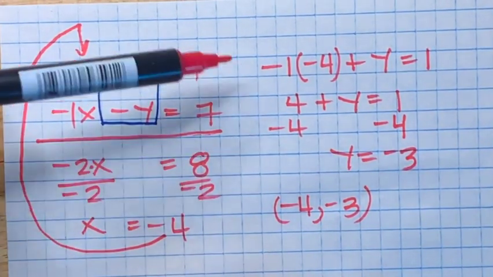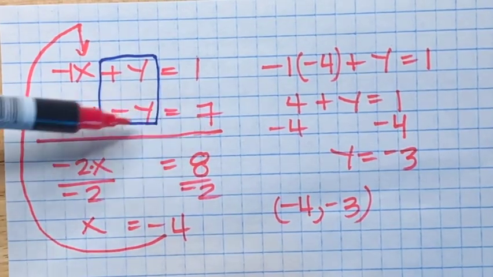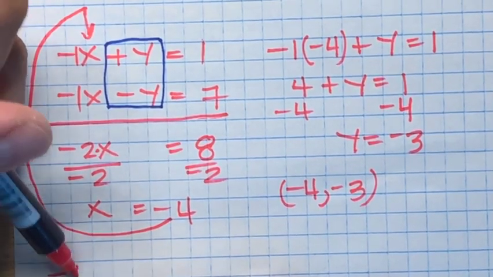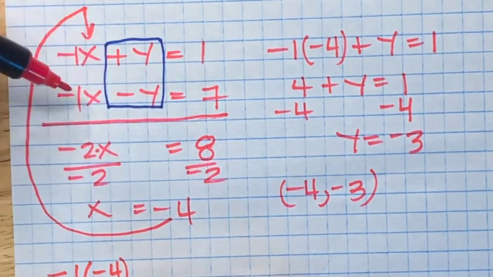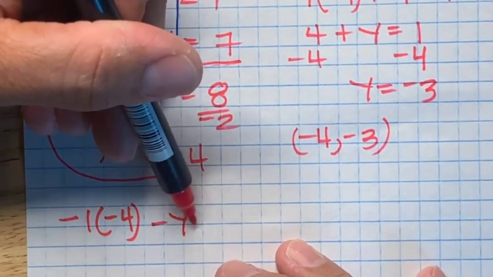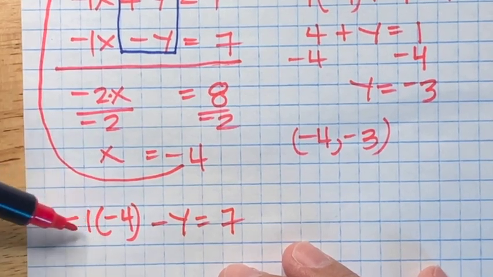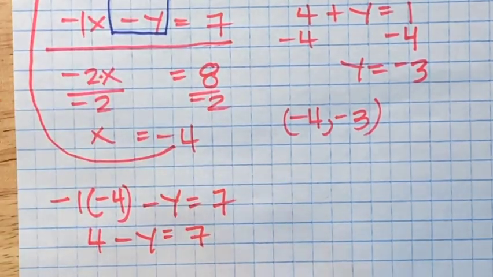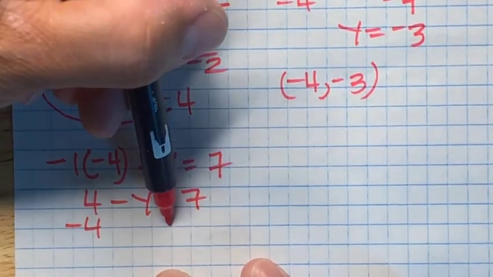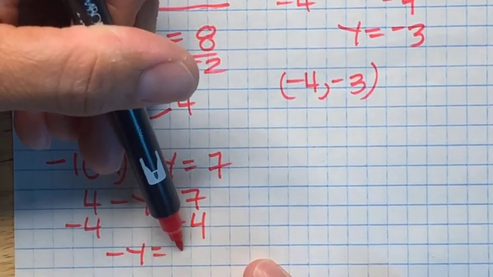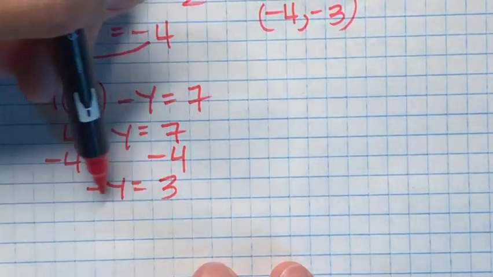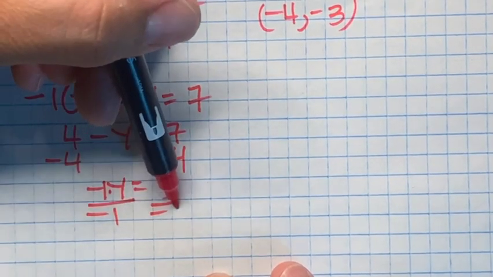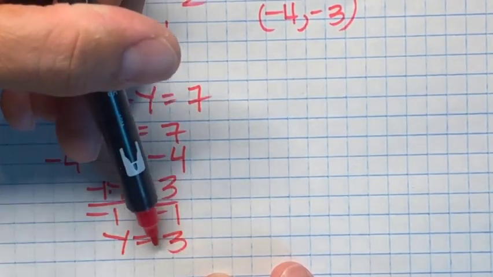Now, if you're asking yourself, what if I plugged this negative 4 into the second equation? Will I still get negative 3? Yes, you will. I'll even show you, just to prove it to you. Negative 1 times negative 4, into the second equation, minus y equals 7. Two negatives make a positive, which is 4. Minus y equals 7. I'm going to subtract the 4 from both sides, which gives us negative y equals 3. And then remember there's an invisible 1. To get rid of that invisible 1, divide both sides, and y equals negative 3.